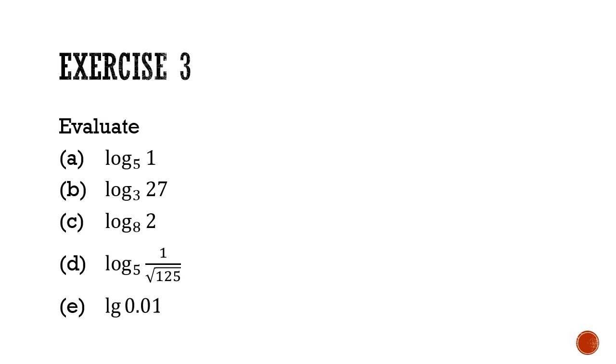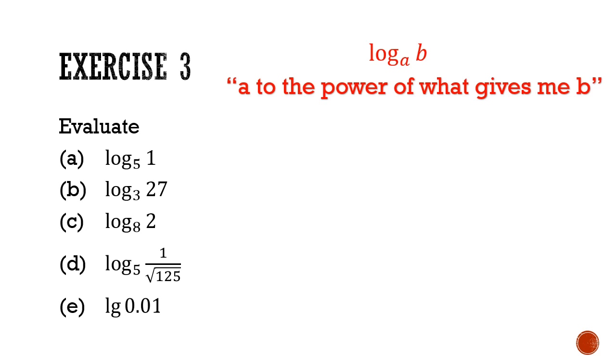Now, to tackle these questions, we're going to use this guide. Anytime we see log base a of b, we will ask ourselves the question, a to the power of what gives me b? So let's look at the first part, part A, log base 5 of 1. 5 to the power of what gives me 1? 5 to the power of 0 gives me 1, so the answer is 0.